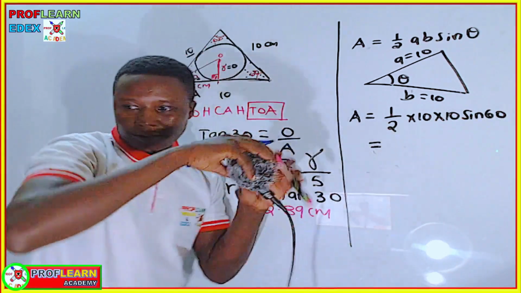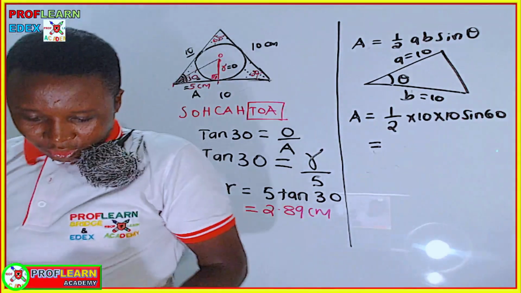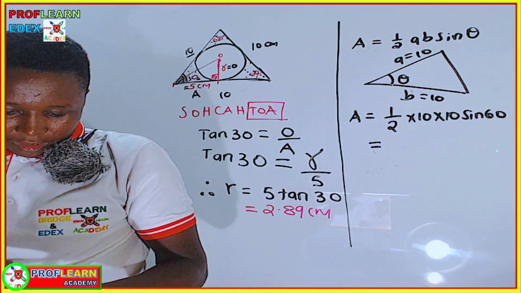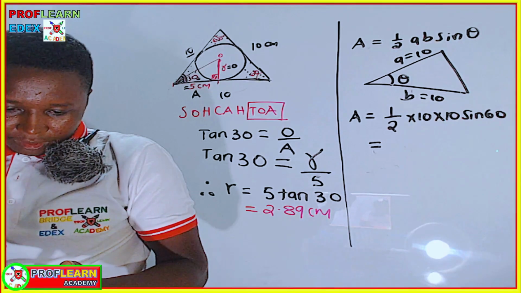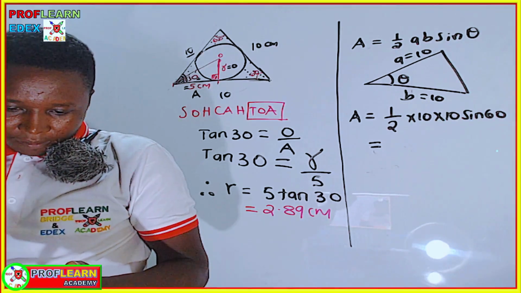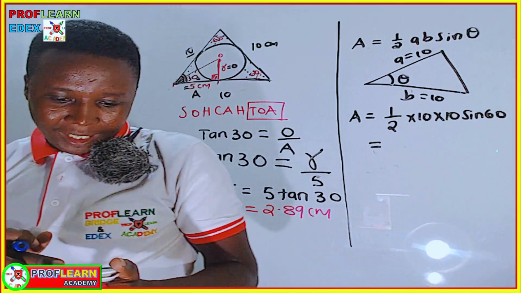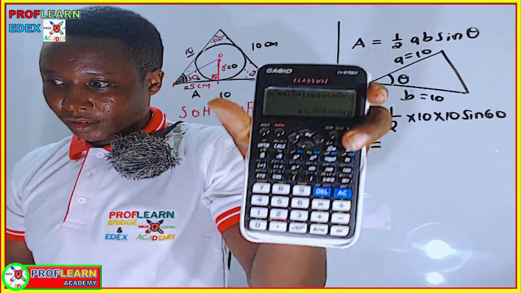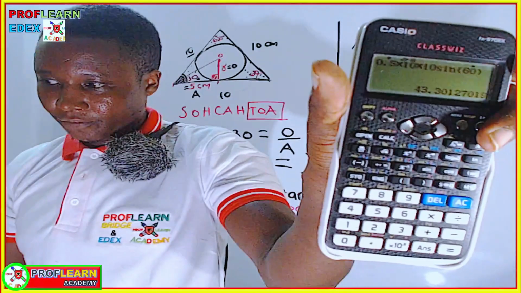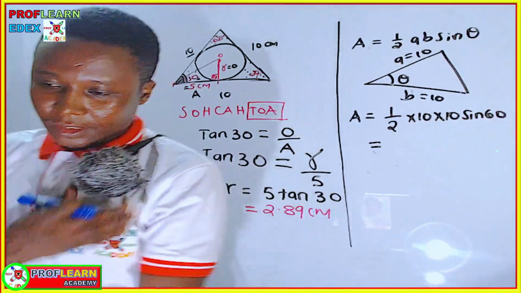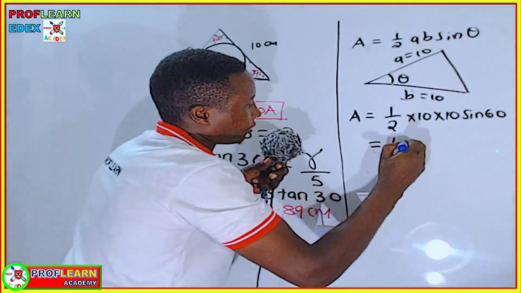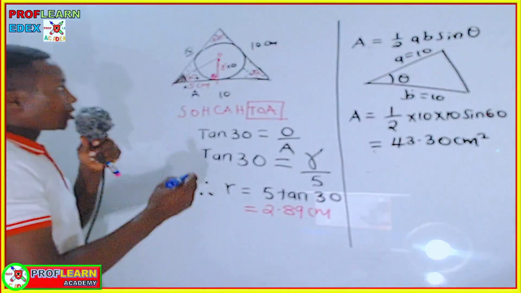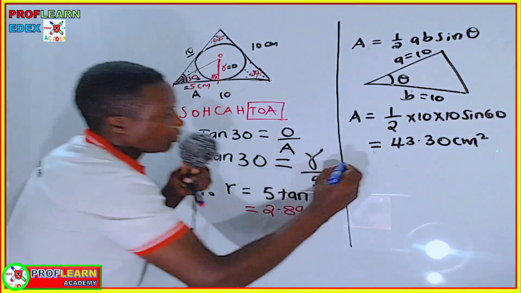If we put that in the calculator and work out 0.5 times 10 times 10 times sine 60, I'm getting my answer as 43.30 centimeters squared. Next, what we need to find is the area of the circle.